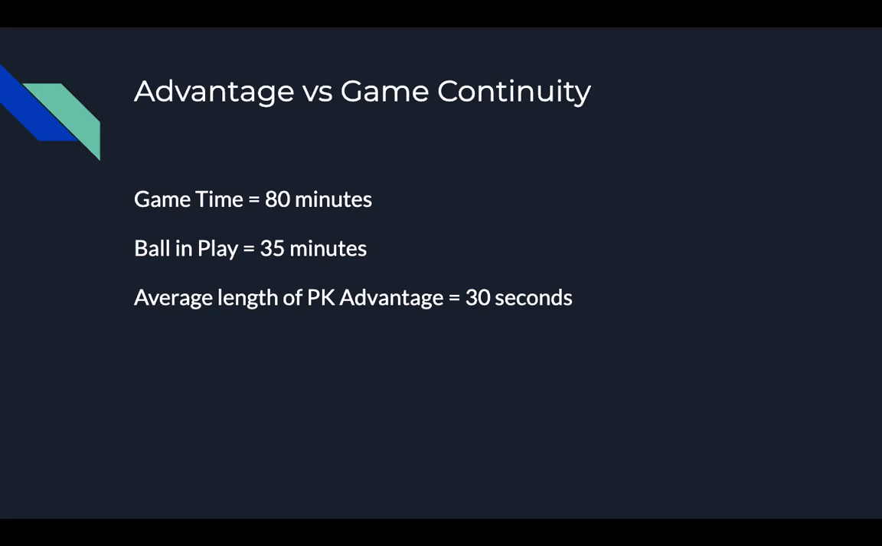your ball in play is 35 minutes, which is probably high for a lot of the club rugby we're seeing, but pretty on par for like MLR or World Cup. So you've got 35 minutes of real ball in play action. And then we're also going to say your average length of PK advantage, so penalty kick advantage, is about 30 seconds. That's just what we're using for this exercise.